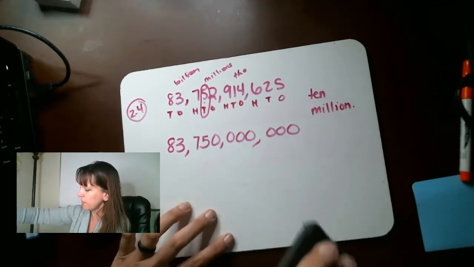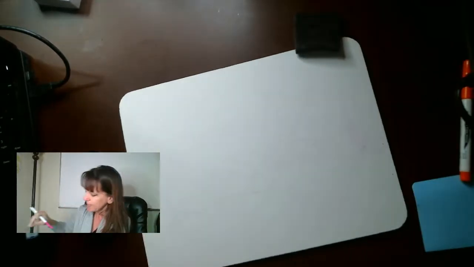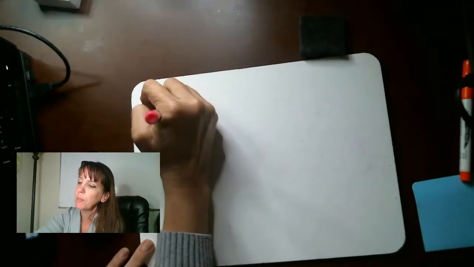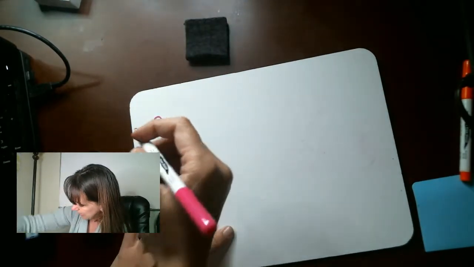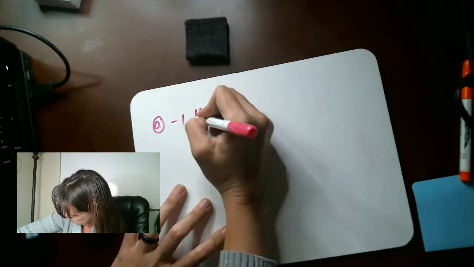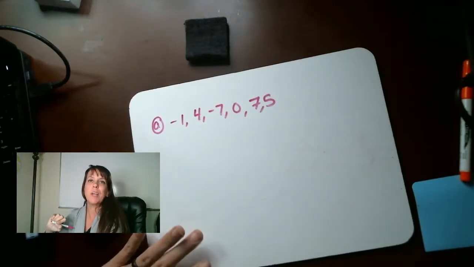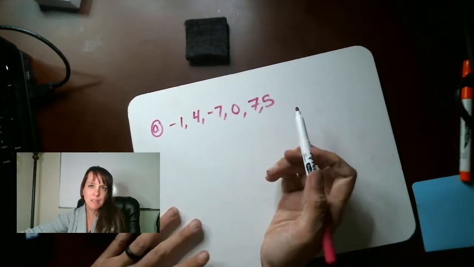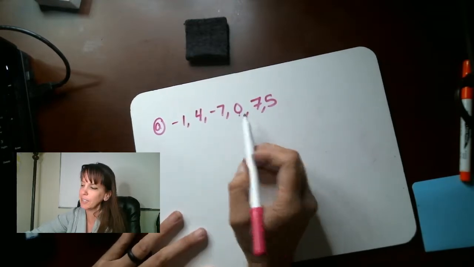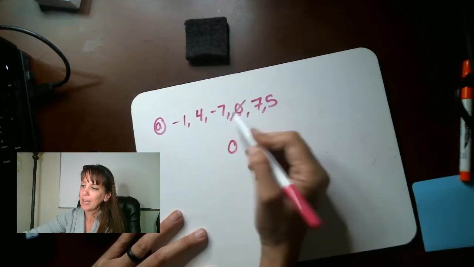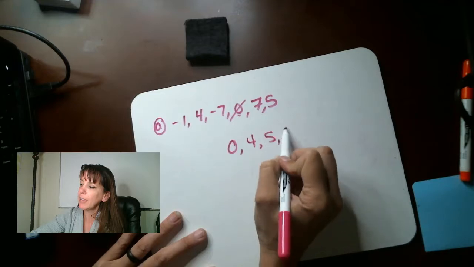On the middle of page 9, there are some practice questions. Part A asks us to use a number line to arrange -1, 4, -7, 0, 7, and 5. We always start with our positive numbers, going least to greatest. That's pretty easy. We've been doing that since about kindergarten. So we would have 0, and I like to cross them off as I do them so I don't accidentally forget something. 4, 5, and 7.